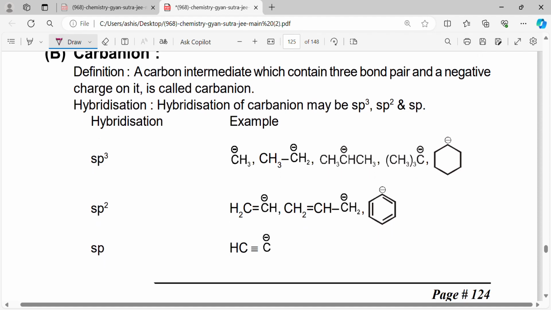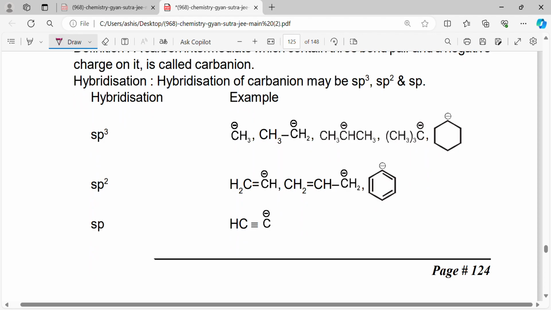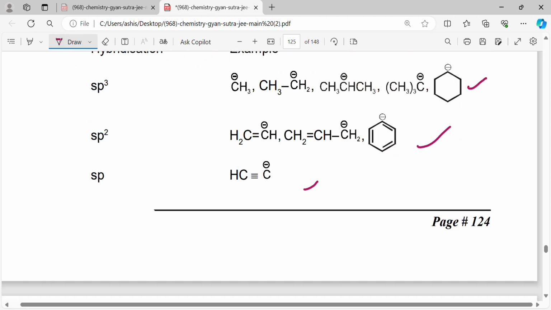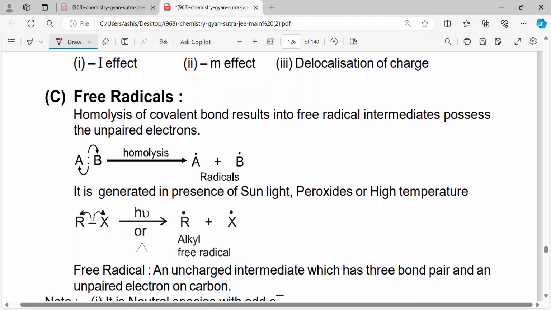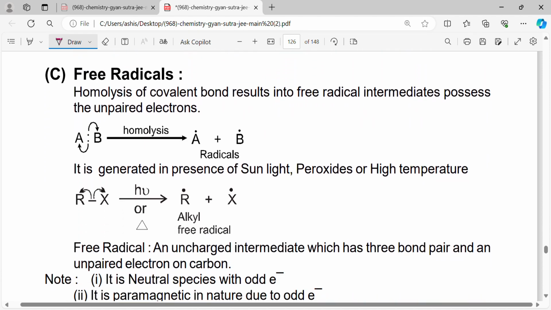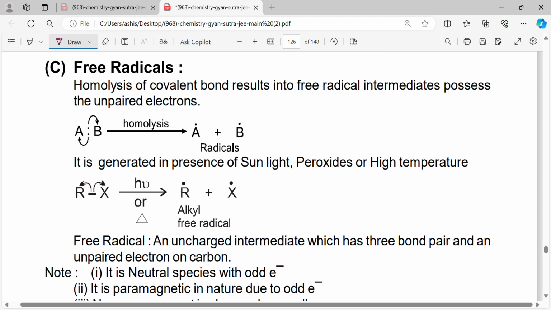Carbanion. Carbanion means an intermediate in which carbon has a negative charge and 3 bond pairs, and that is called a carbanion. The hybridization of a carbanion may be sp3, sp2, sp. These are the examples of sp3 carbanion, sp2, then sp. The stability of a carbanion again depends on these effects: minus I effect, plus M effect, and delocalization of charge.